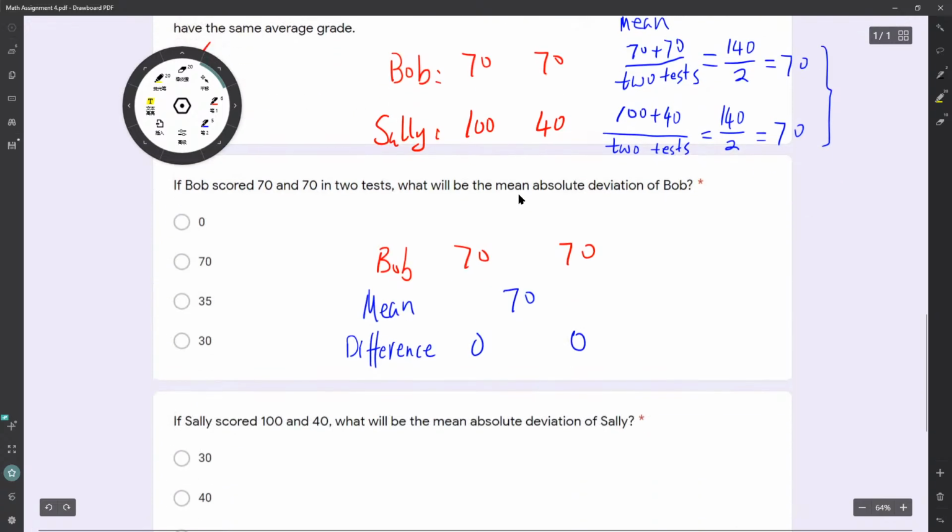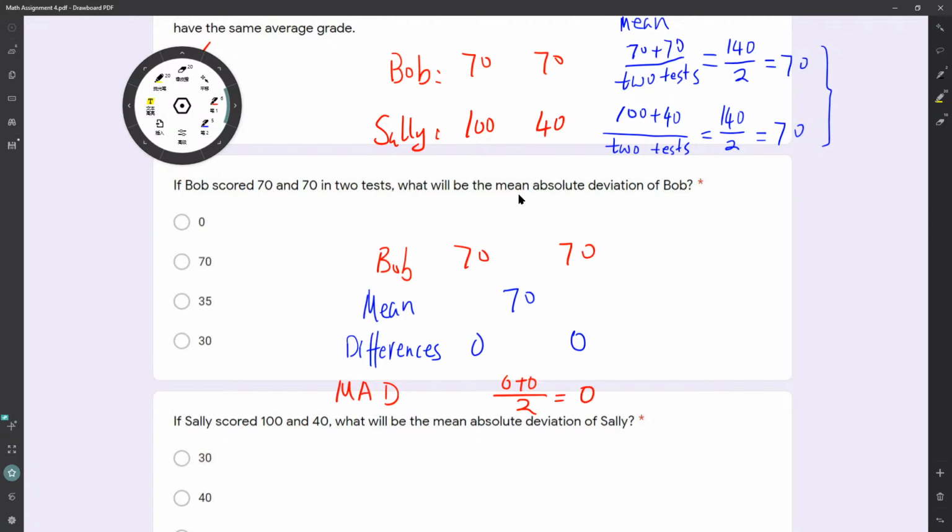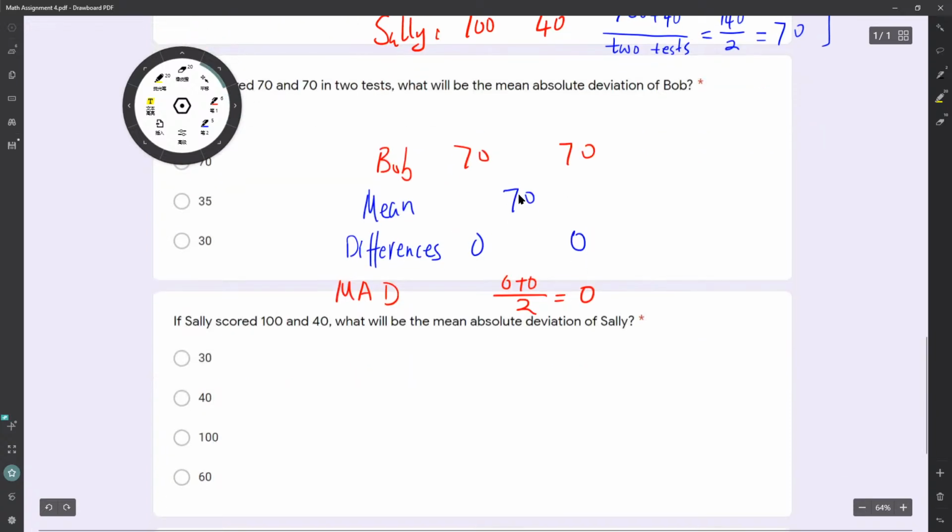And therefore, we can conclude the MAD, the mean absolute deviation, is the mean of the two differences. So here we are actually looking for the mean of the two differences. So the mean of the two differences is 0 plus 0, then divided by 2 tests. And that's still going to be 0. So the mean absolute deviation for Bob is 0.